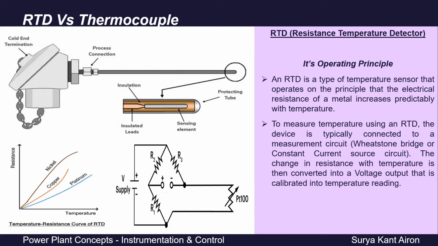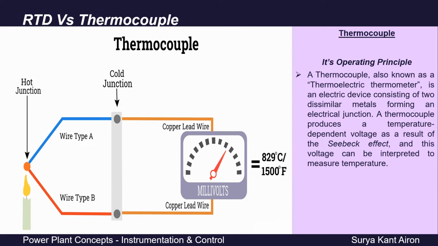While a thermocouple is based on the change in electromotive force, that is EMF, corresponding to the change in temperature. As we can see in this picture, a thermocouple is made up of two dissimilar metallic wires joined together at one end. This end is exposed to the process medium whose temperature is to be measured. This junction is called the hot junction, whereas the other end of these metallic wires is called the cold junction, and voltage is measured at this end.